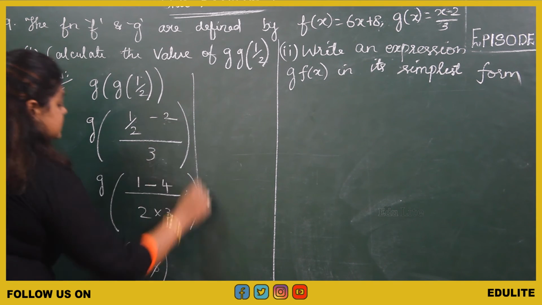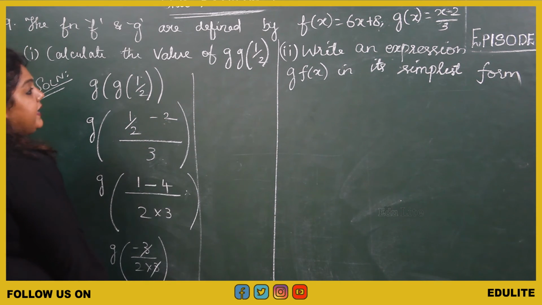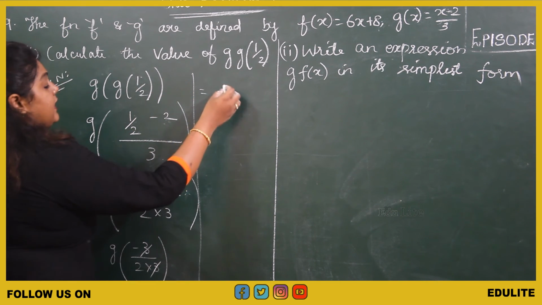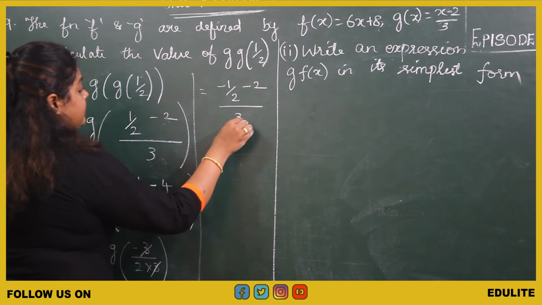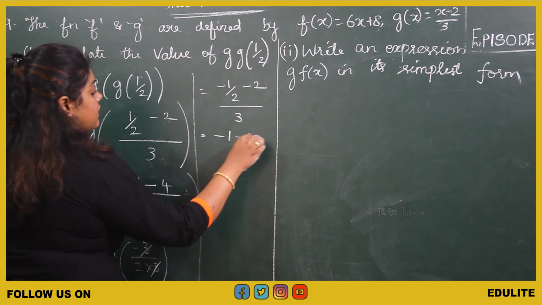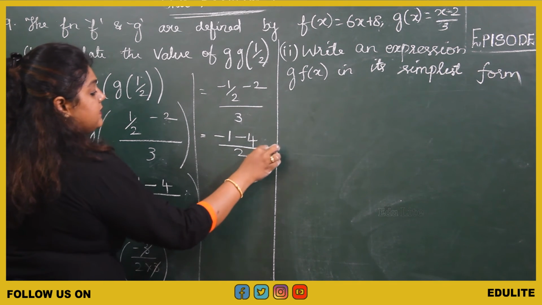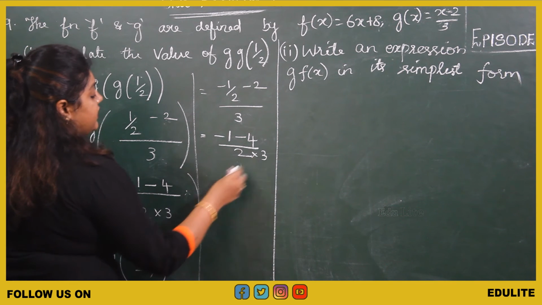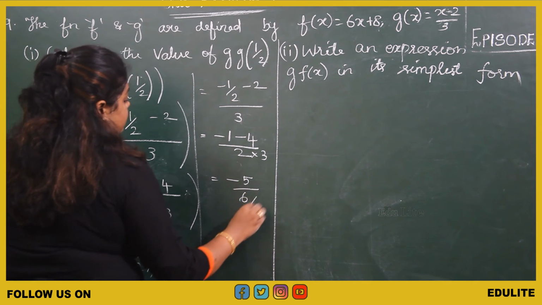Therefore, g of minus 1 by 2. Now what we have to do is, in the same function g of x, in place of x we have to substitute minus 1 by 2. Therefore it will become minus 1 by 2 minus 2 divided by 3. So simplifying this, minus 1, 2 twos are 4, minus 4 divided by 2. If I reciprocate this, this will become 1 by 3, which I am writing over here. So this will become minus 5 by 6.